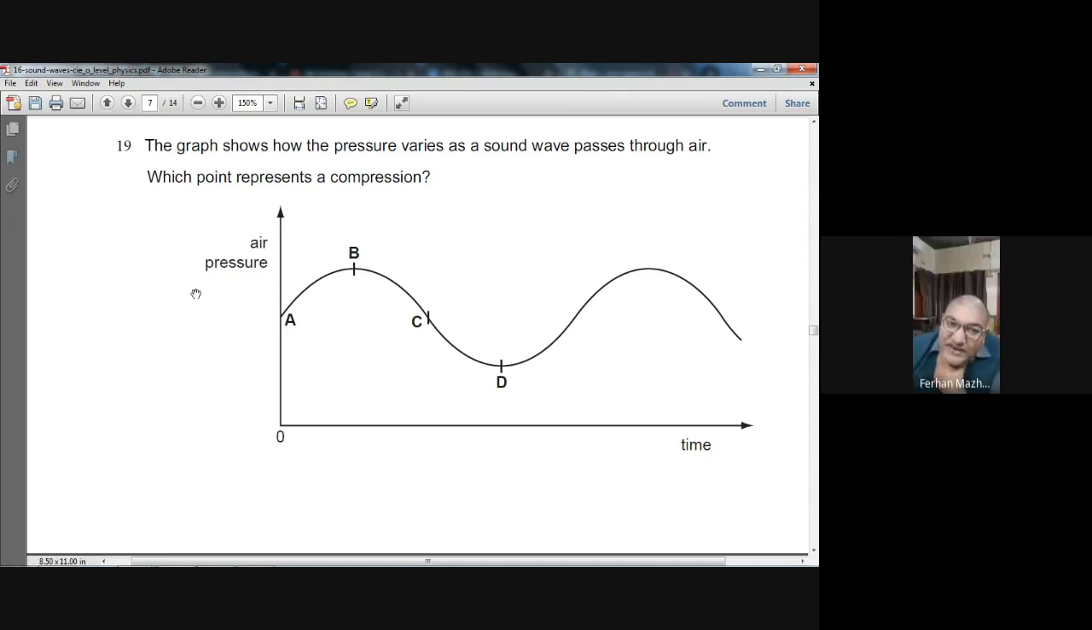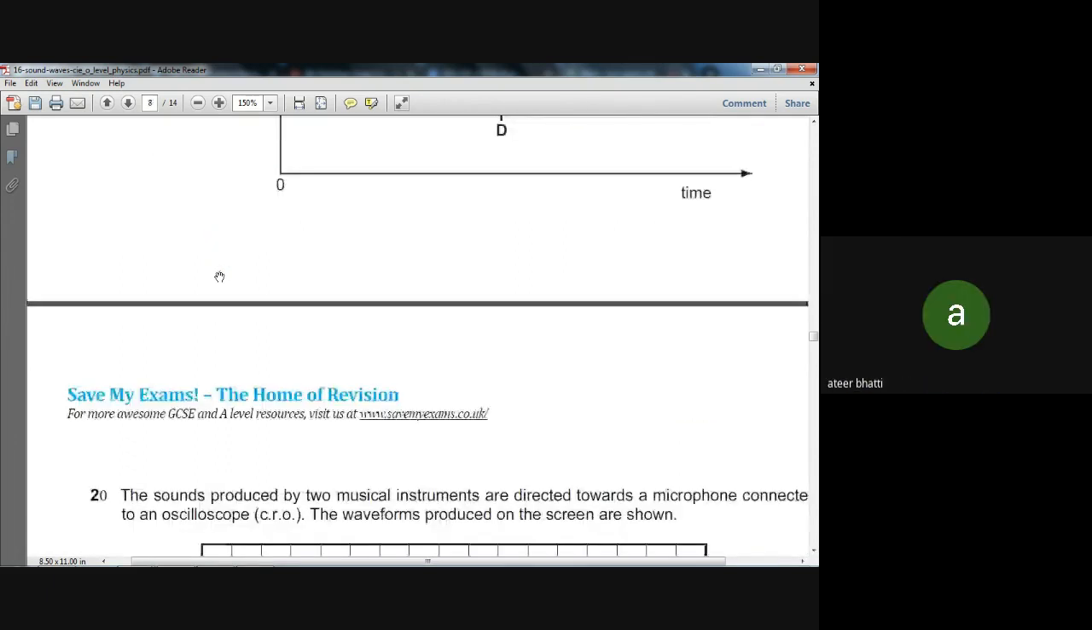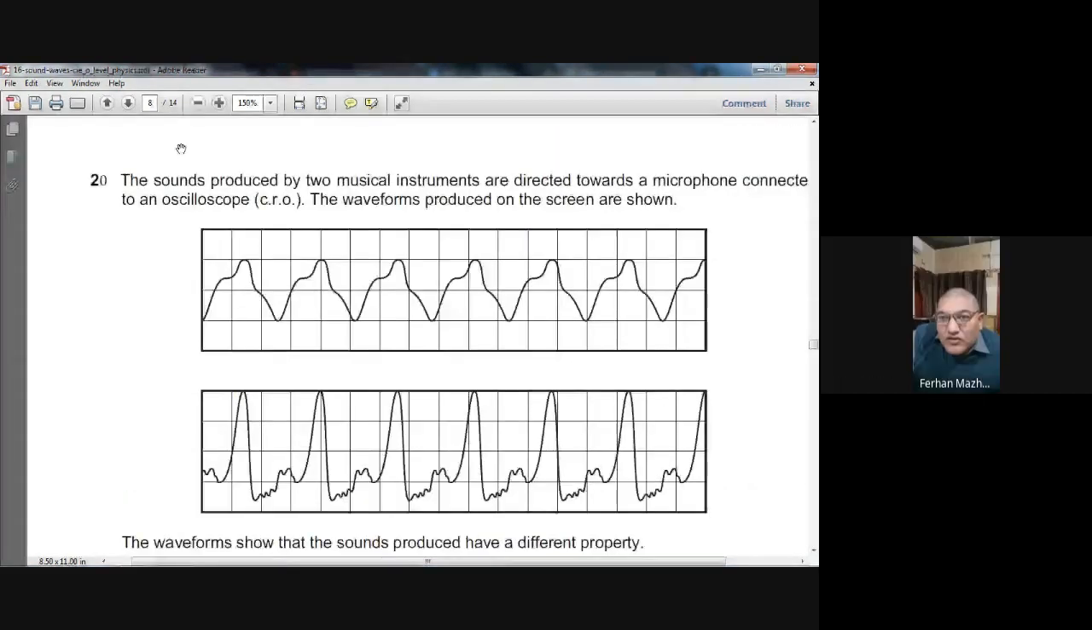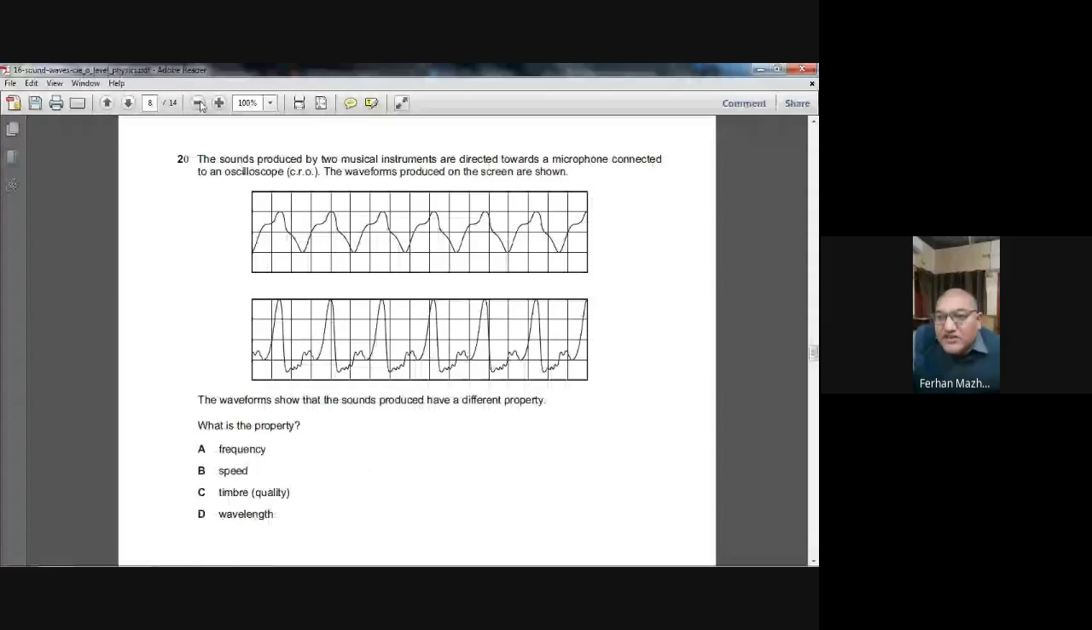Compression is where the pressure is maximum. At point B, you can see, check its value on the y-axis. It is the maximum value in that picture. It has the highest pressure. Okay? Yes, sir. You got it? Okay, so let me reduce the size of this.